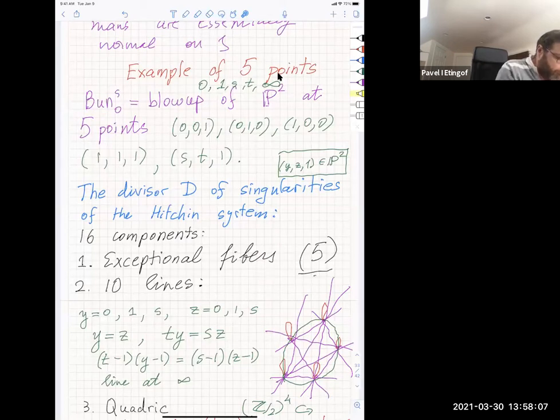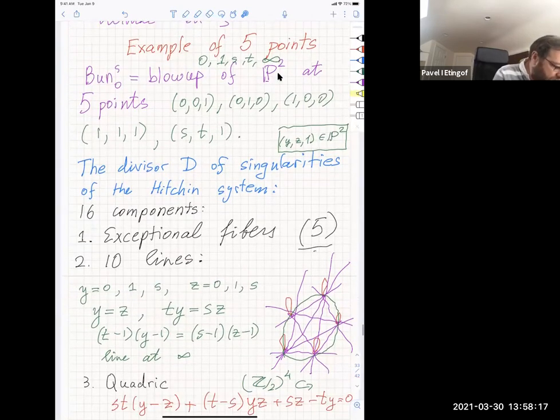And we will represent points on P2 by coordinates y and z as yz1. And then the divisor of these non-very stable bundles of singularities of Hitchin system turns out to have 16 components. So you always have a power of 2 of components, namely 2 to the power of, starting from 5 points, it will be 2 to the power number of points minus 1. And so here are the components. So here is the picture that tells you everything.